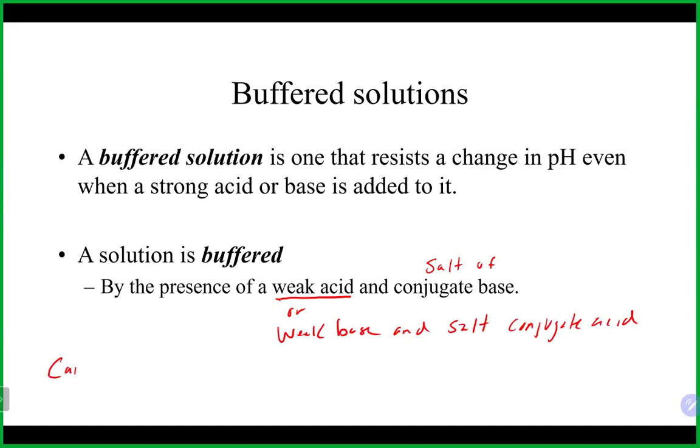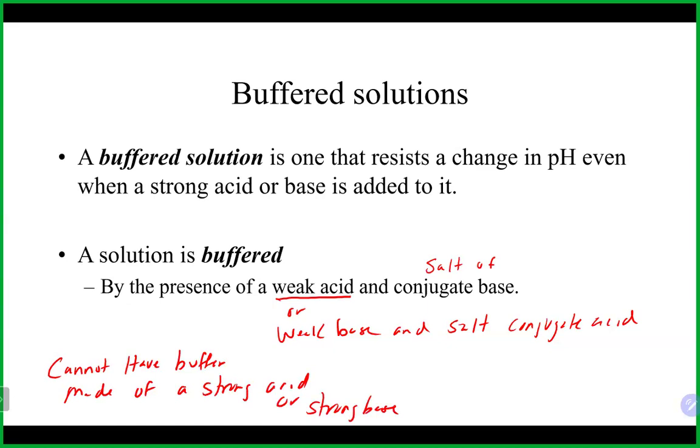You cannot have a buffer that's made of a strong acid or a strong base. If you have a strong acid or a strong base, there is no way for that to really be a buffer at all. Not really important for our class, but you can make a buffer as a result of a reaction of a strong acid or a strong base, but those are gone at that point. The buffer itself always has to be weak.